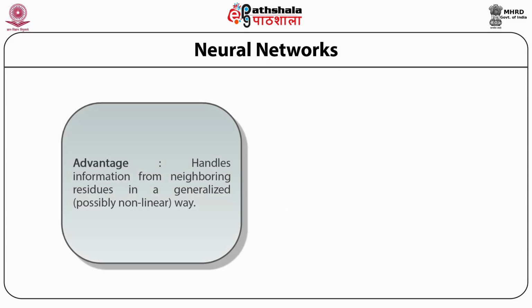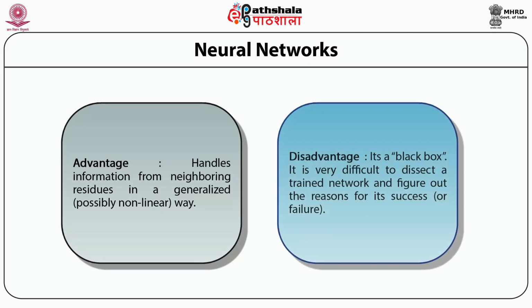So the advantage of neural networks is that they can handle information from neighboring residues, which depends upon how wide a network you make, in a very generalized and non-linear way. So whatever kind of interactions they are, they are taken in. Its disadvantage, on the other hand, is that it's a black box.